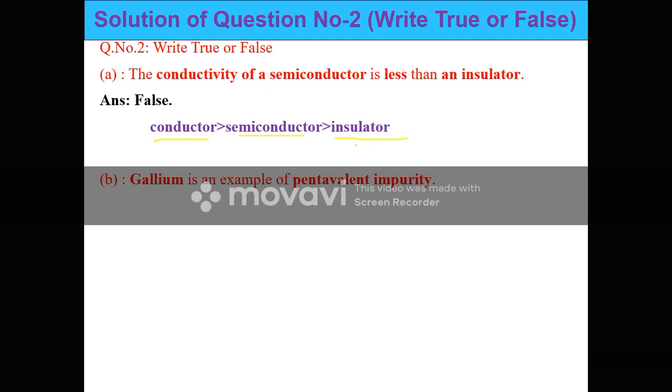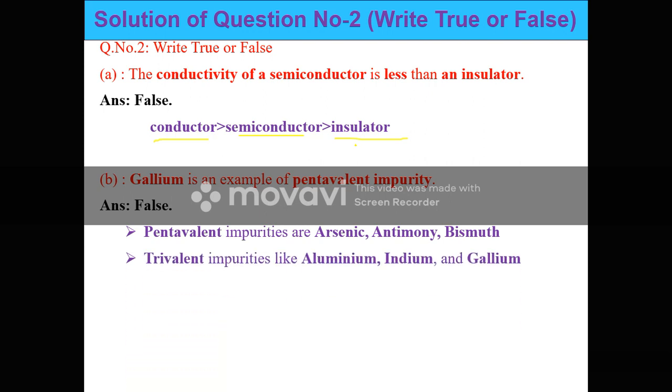Gallium is an example of pentavalent impurities. This is a false statement because gallium is a trivalent impurity. Gallium, indium, aluminium are all trivalent. Pentavalent impurities are arsenic, antimony, and bismuth.